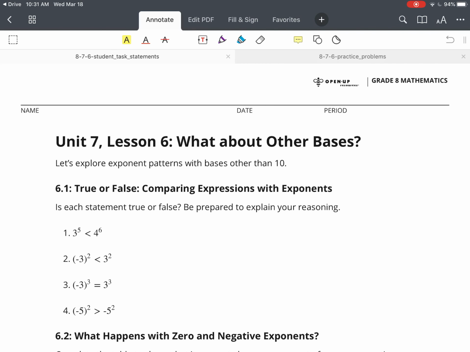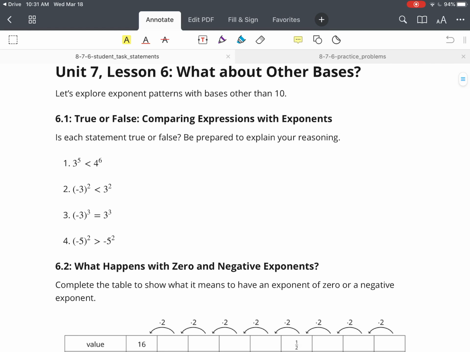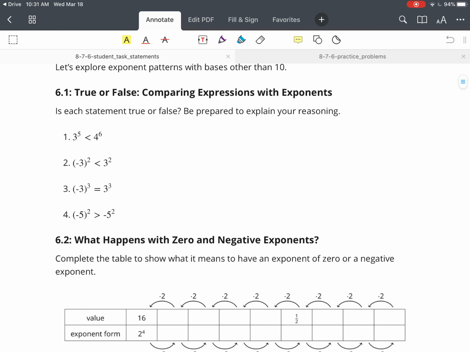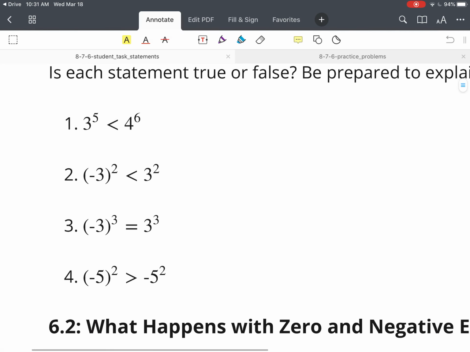Today's lesson will be what about exponents with different bases, okay? So we're going to explore exponent patterns with bases other than 10. So instead of doing 10 to the something, what about 2 to the something? 6.1, true or false? Is each statement true or false? Be prepared to explain your reasoning.